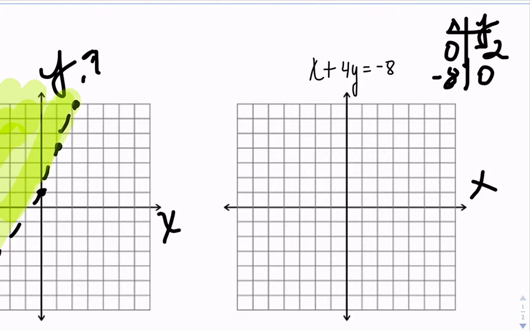So let's graph it. 0, -2 would be right here. -8, 0 is going to be off this graph. It's the next line, so I'm going to put it there. Oops. That's not good. This should say less than or equal to. Alright, so this time, when I draw the line, I am going to make it a solid line because it has the equal to sign. So I'm going to draw my line.